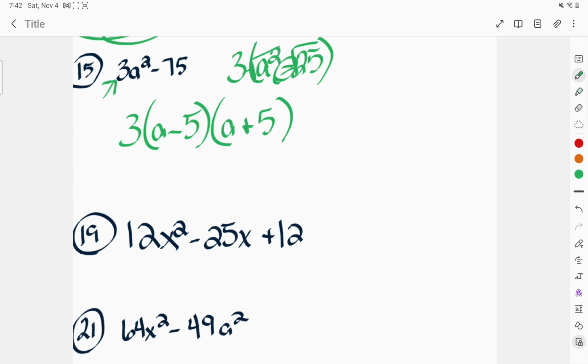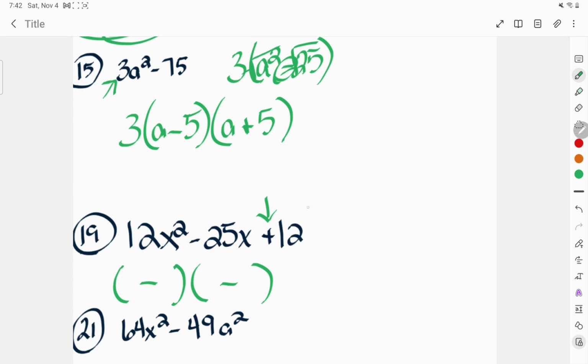Okay, moving on down to number 19. I have 12x squared minus 25x plus 12. So again, that second sign is going to tell me whether my signs are the same or they're different. Since it's a positive, I know that my signs are the same. And this first sign tells me what they are. So since that sign is a negative, both of my answers are negative. The other thing is knowing that if they are the same sign, you are adding together.